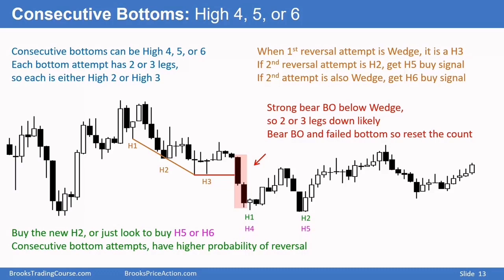So you can call it a high 4 variation with a high 5. The key point is we've got a bottom attempt and it's complex. It has 2 or 3 legs. And then a second bottom attempt, again complex, 2 or 3 legs. When you get a reversal up from that second bottom, the chances of 2 legs up are higher. It's a fairly high probability buy setup.